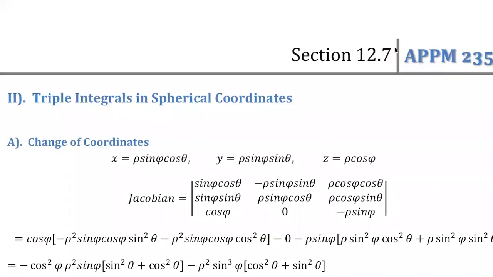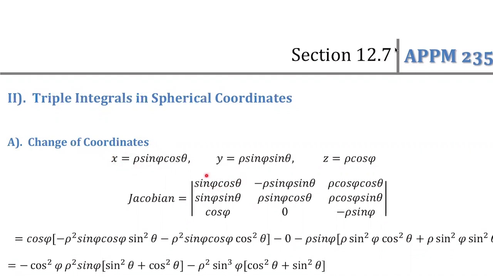Okay, so in order to do a coordinate change with triple integrals to spherical coordinates, first we need to look at the Jacobian. And so I've done a lot of the algebra here for us, so we don't have to spend a bunch of time writing it out. But as you recall, the first row of the Jacobian is going to be the partials of x with respect to each of the variables.